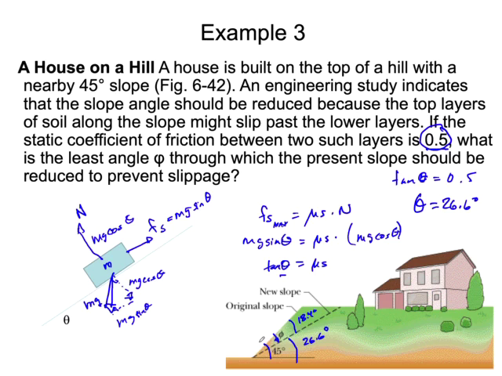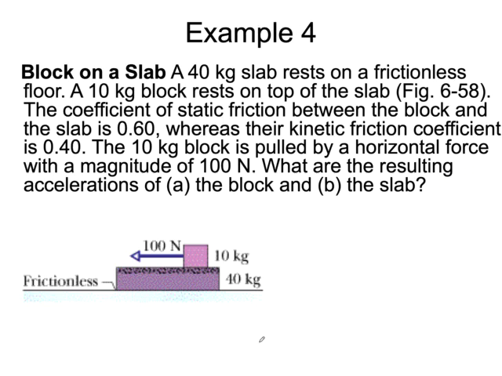And this is what happens in avalanches and in landslides, where simply the angle becomes too steep for the friction between the layers to hold it in place. Here's another quick example. It's example number 4.